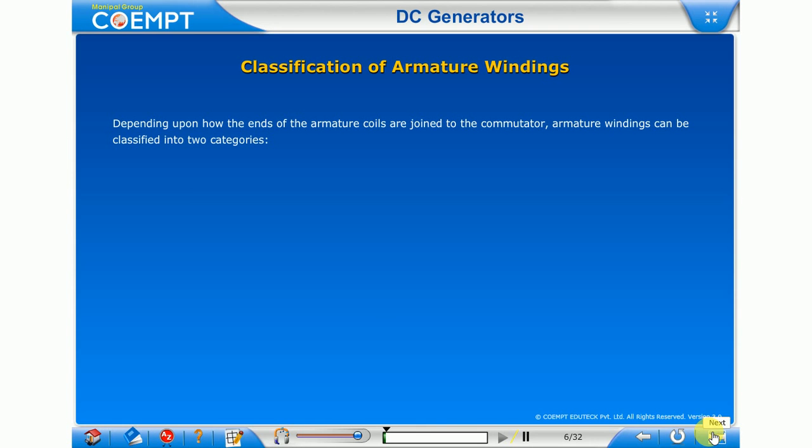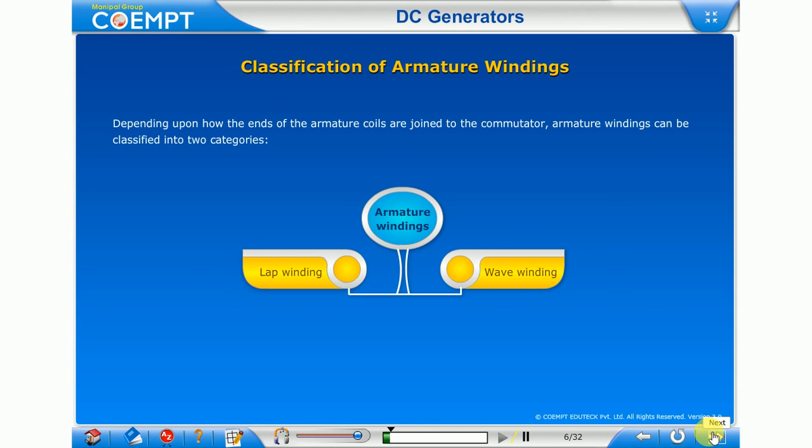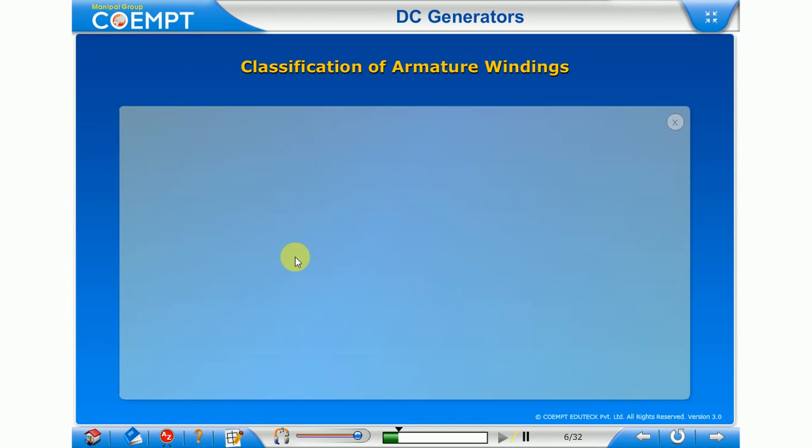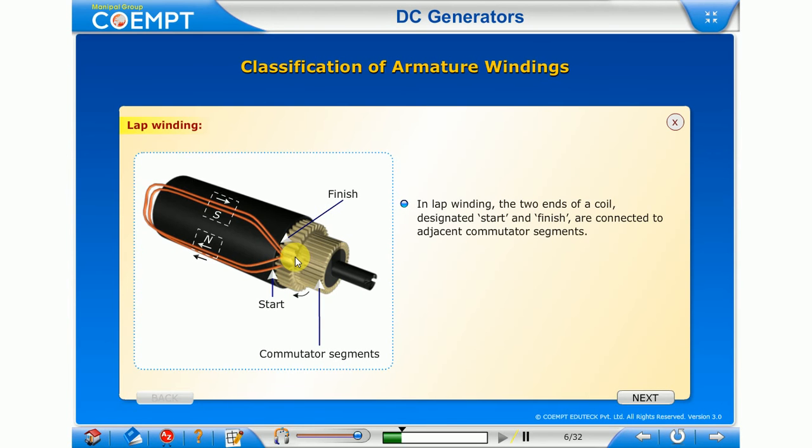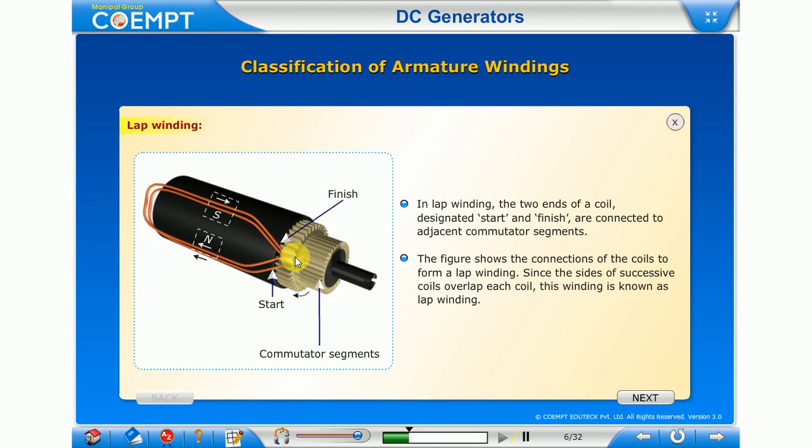Comparison between lap and wave windings. The number of parallel paths in lap winding is equal to the number of poles P and the number of parallel paths is 2 in wave winding. Number of brushes in lap winding is equal to the number of poles P, whereas in wave winding the number of brushes is minimum 2, but actually P brushes are used. The current in each coil in lap winding is IA divided by A, where IA is the armature current, and the current in each coil in wave winding is IA divided by 2, where IA is the armature current.